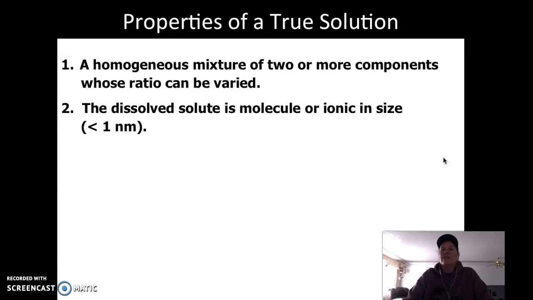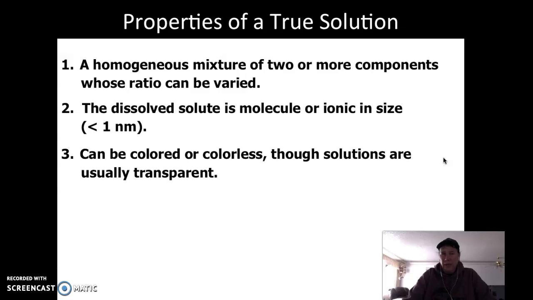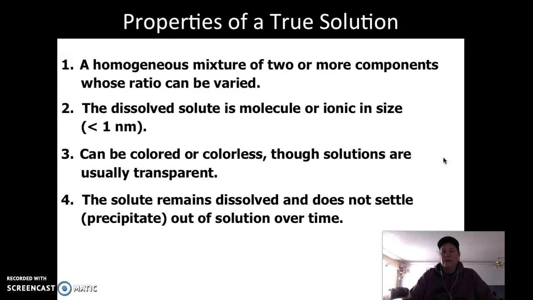Okay. If it's a solution, the particles, when they dissolve, are less than 1 nanometer. They're so small that you can't see them. If you put them under a microscope, there's no way you'd see them. So whenever you have a true solution, the particles dissolve to the point where you can't see them at all. Okay. They can be colored, like Kool-Aid. Kool-Aid is a solution, but most of the time they're transparent. Not always, but most of the time they are.